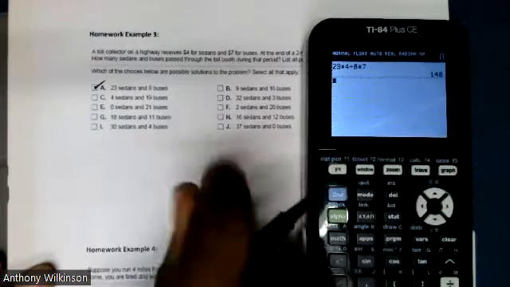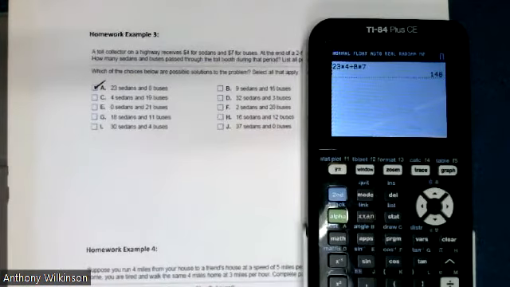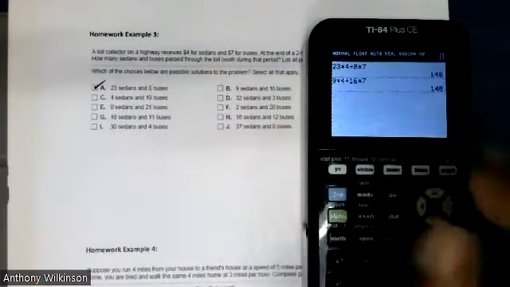All right. Answer B, 9 sedans and 16 buses. Well, 9 sedans at $4 plus 16 buses at $7. So it'll be 9 times 4 plus 16 times 7. That also gives you $148. So we can select this one as well.